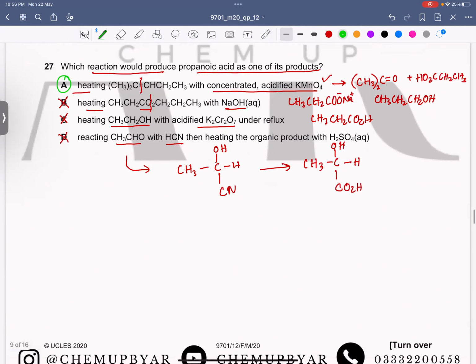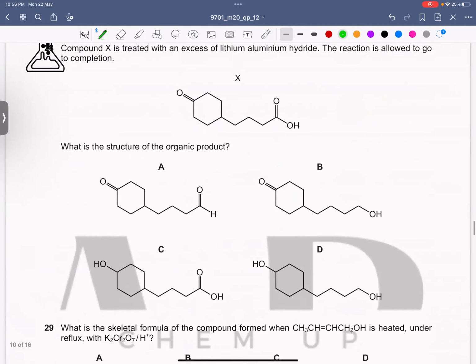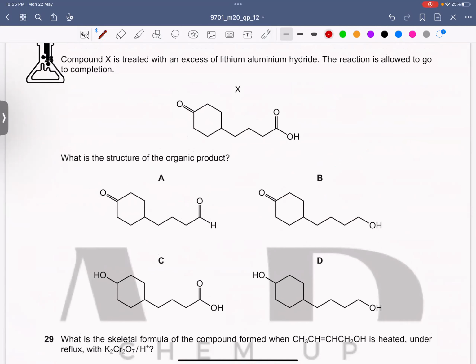Now, question number 28. Compound X is treated with an excess of lithium aluminum hydride, LiAlH4, and it's a reducing agent. The reaction is allowed to go to completion. What is the structure of the organic product?